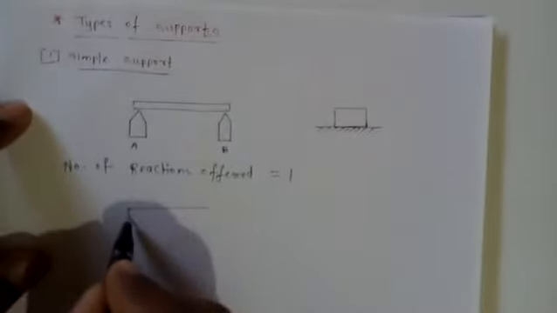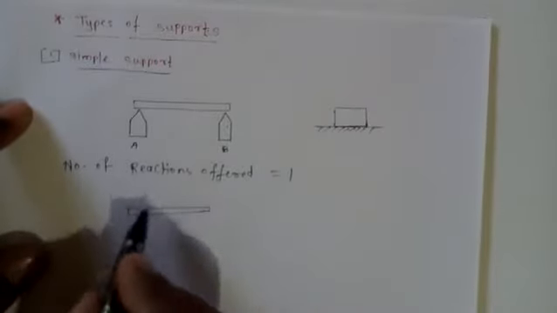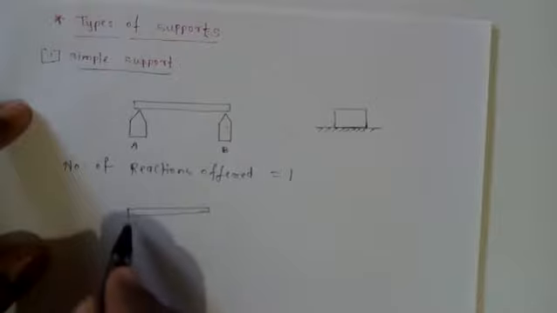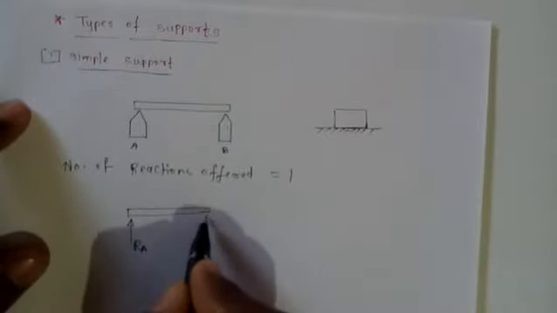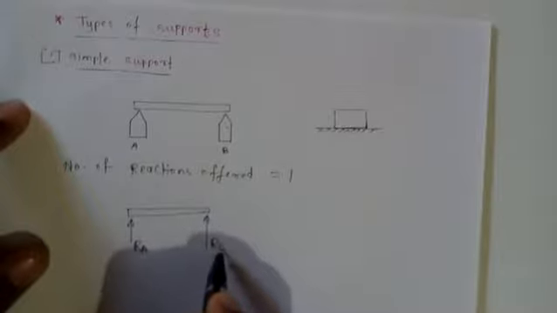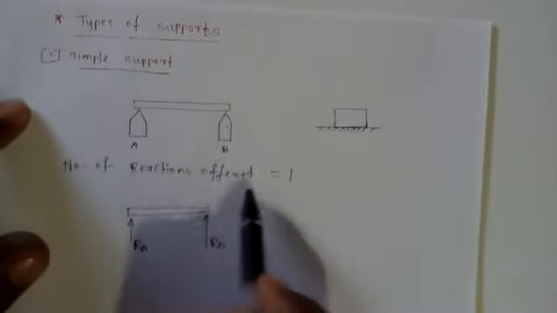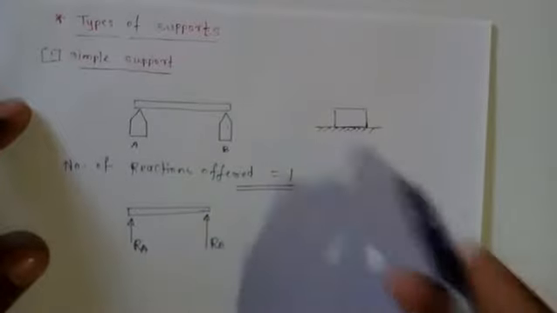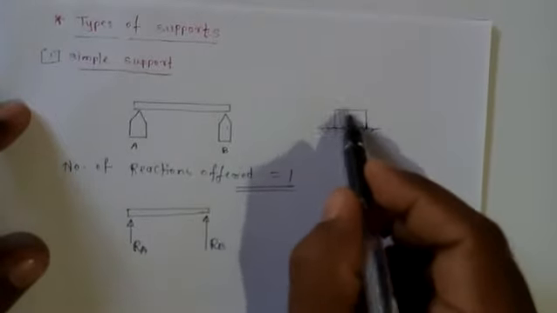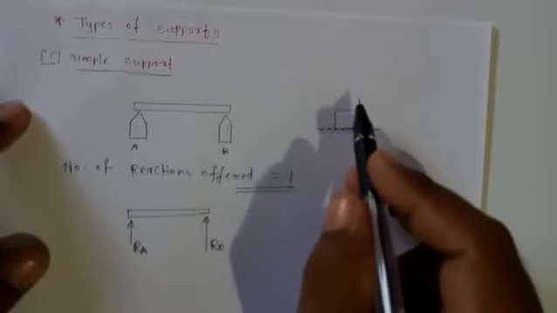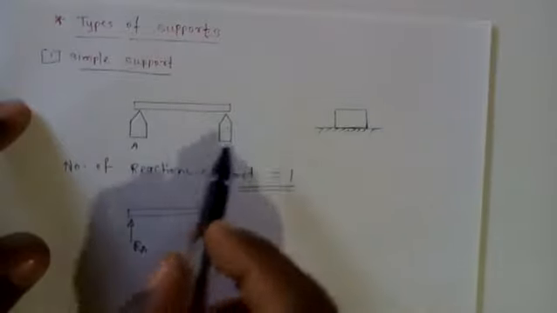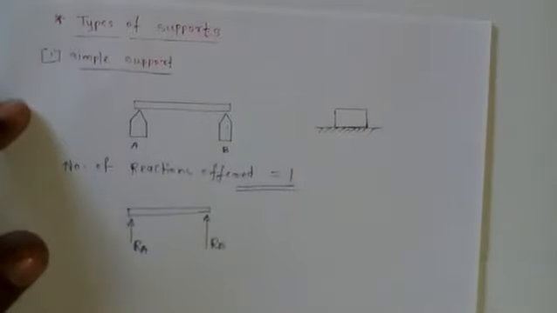So the free body diagram of this beam will be like this. If this is your beam, at point A, the beam cannot move downward. So there will be one reaction in the upward direction which is called RA. And one more reaction is there at point B which is called RB. But one support offers only one reaction. Here also only one reaction will be offered as the block is resting on the floor. So the floor will be giving the normal reaction in the upward direction. So only one reaction is there. So this type of support is called a simple support.